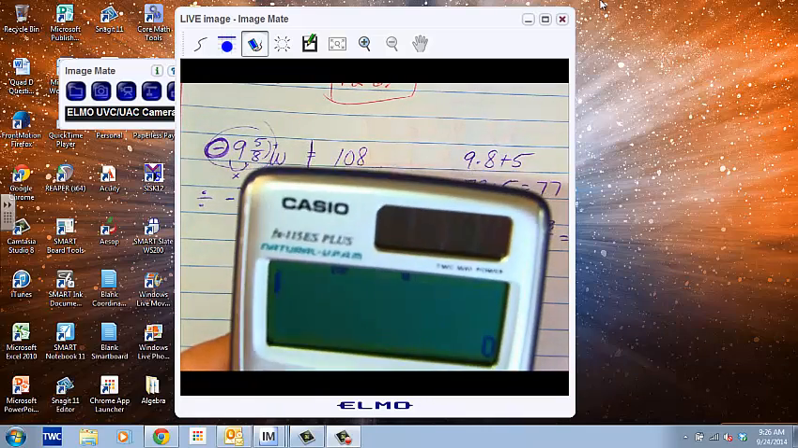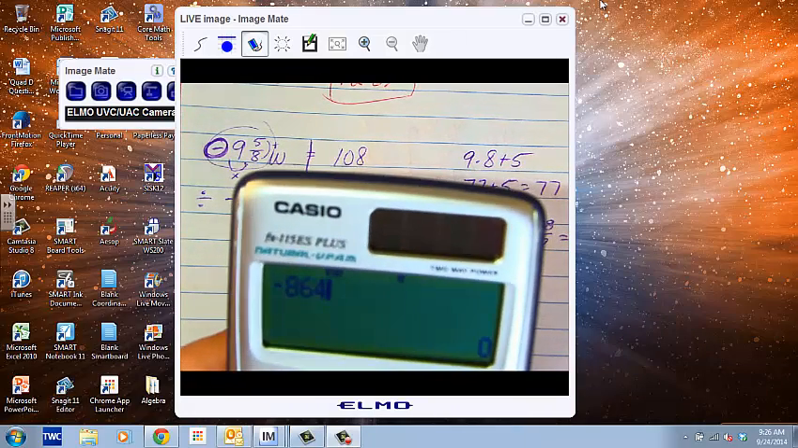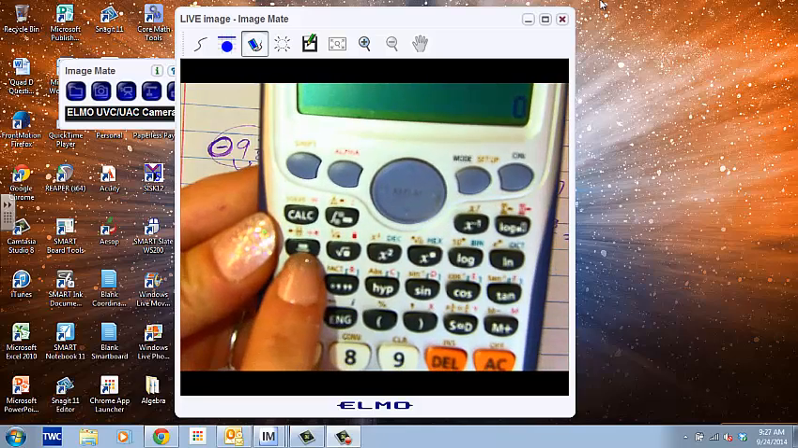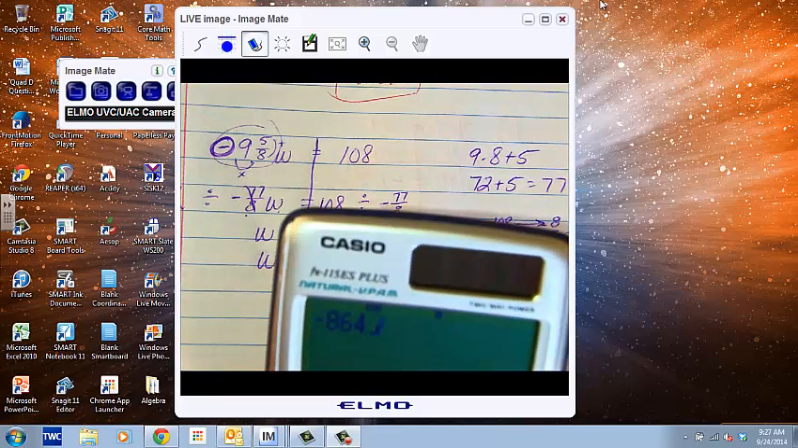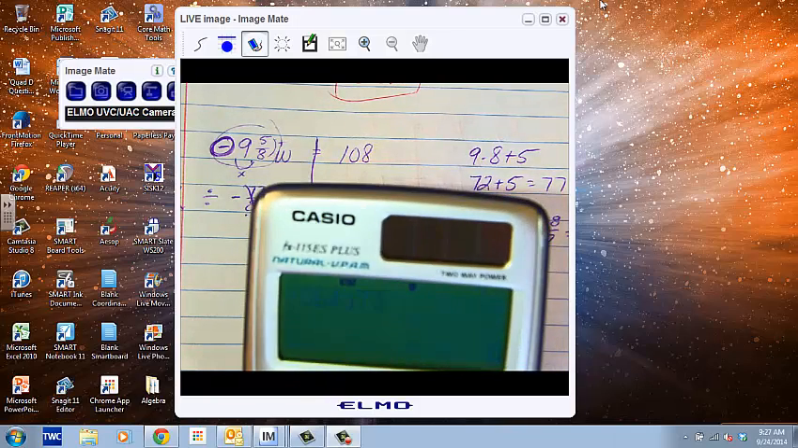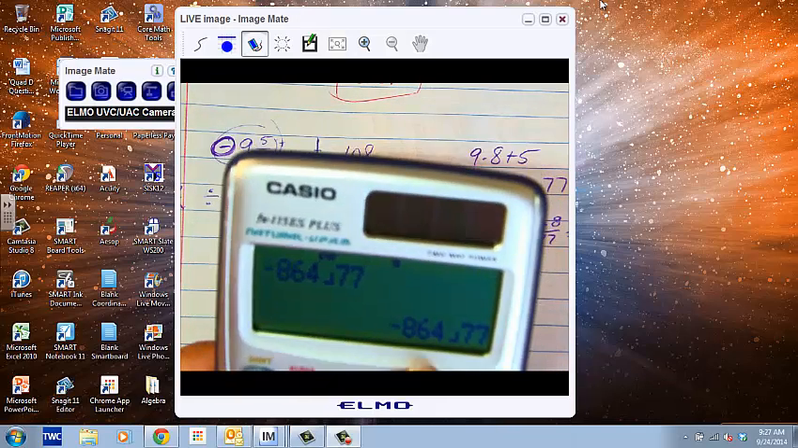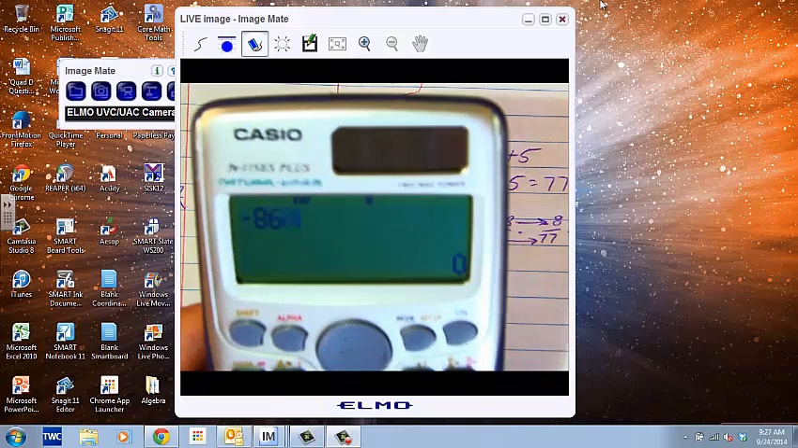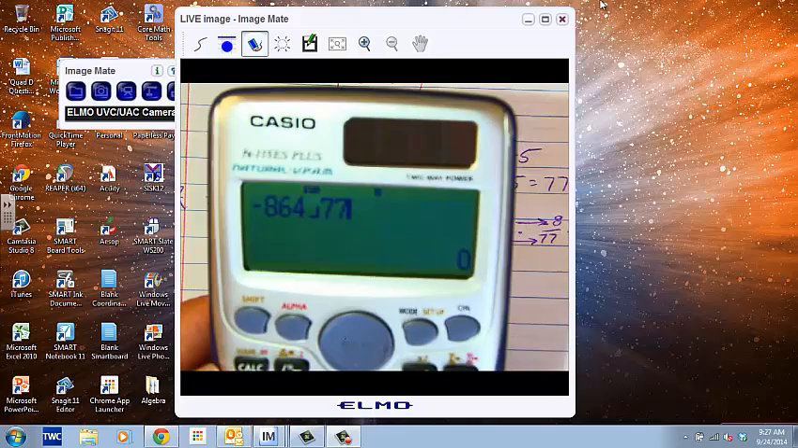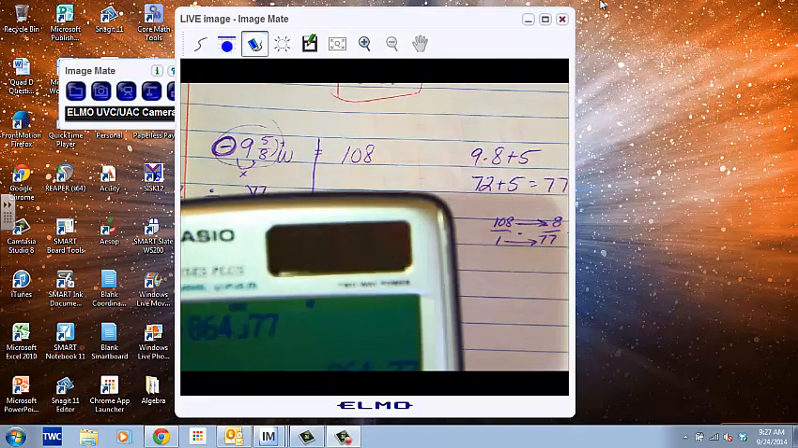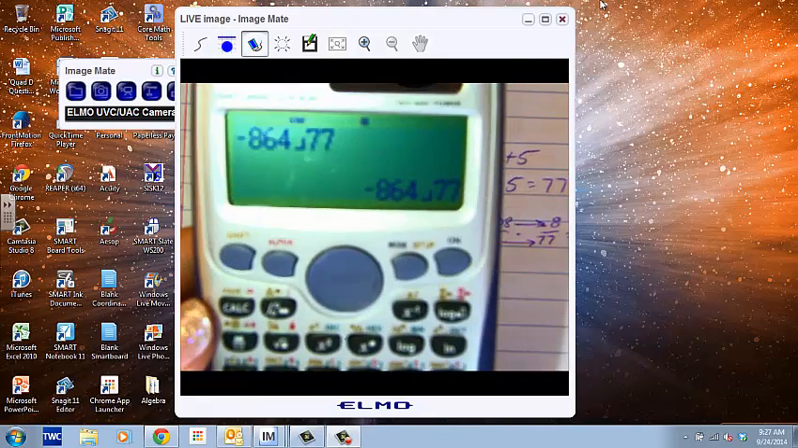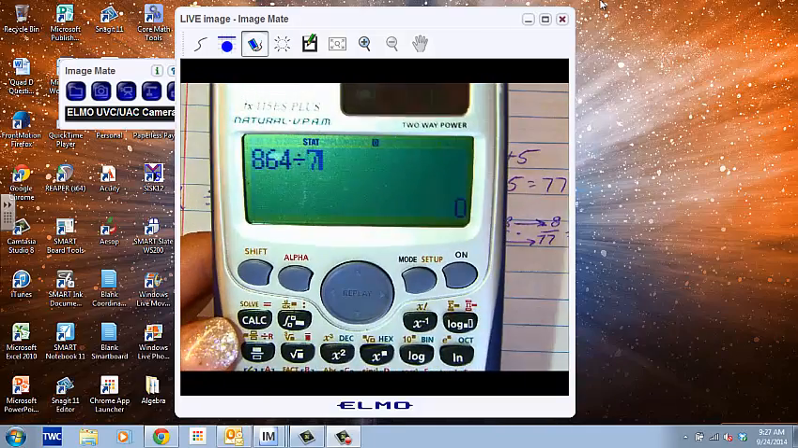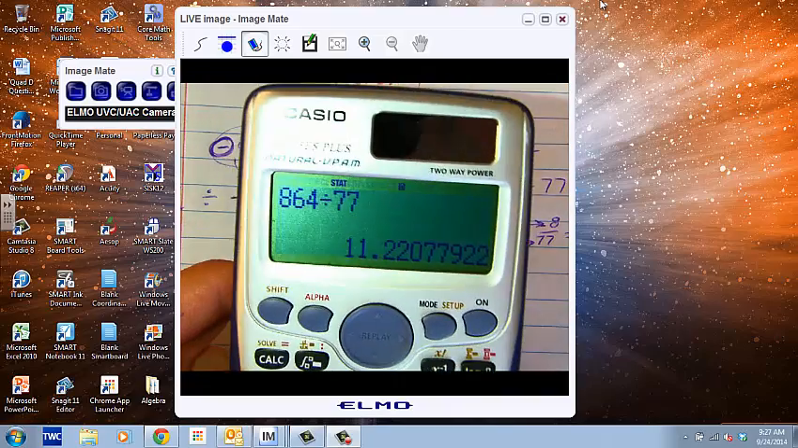I have a negative 864 and the fraction button, which is right here. And then I have 77. And then if you hit equal, well, let me change the mode on this. I apologize for that. What you should be doing is asking yourself, how many times does 77 go into 864? Well, if I take 864 divided by 77, I get this.